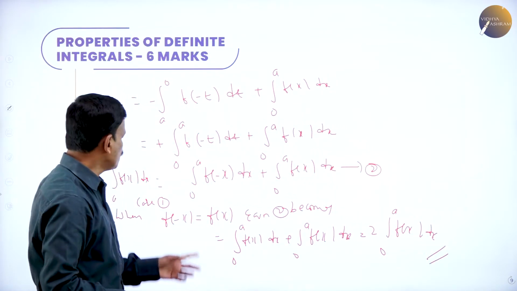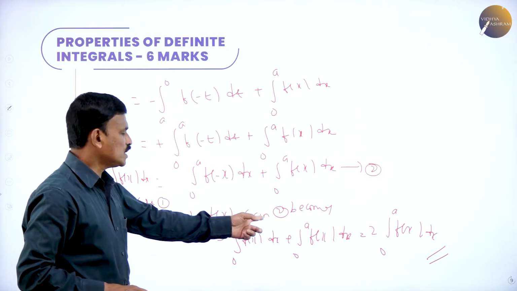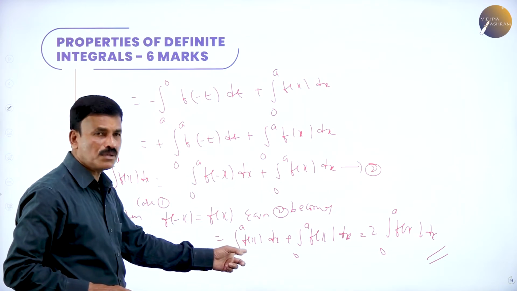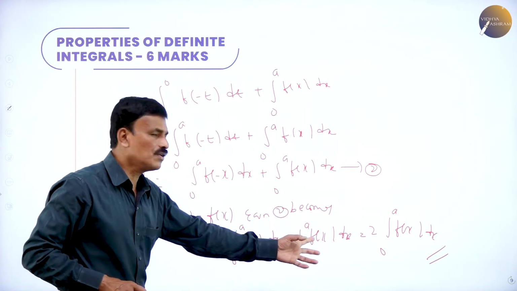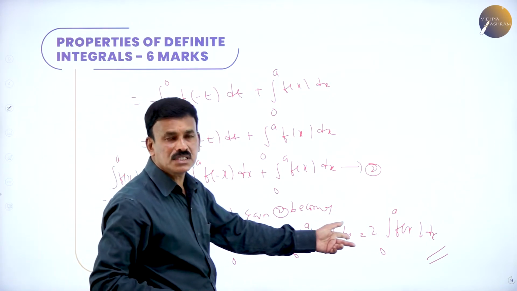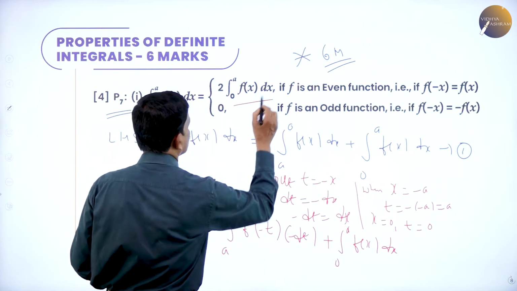See here, very simple. Case number 1, f of minus x is equal to f of x. So equation 2 becomes 0 to a, f of minus x is replaced by f of x dx, 0 to a f of x as it is, 0 to a f of x dx plus 0 to a f of x dx is 2 times 0 to a f of x dx. That is your first part.